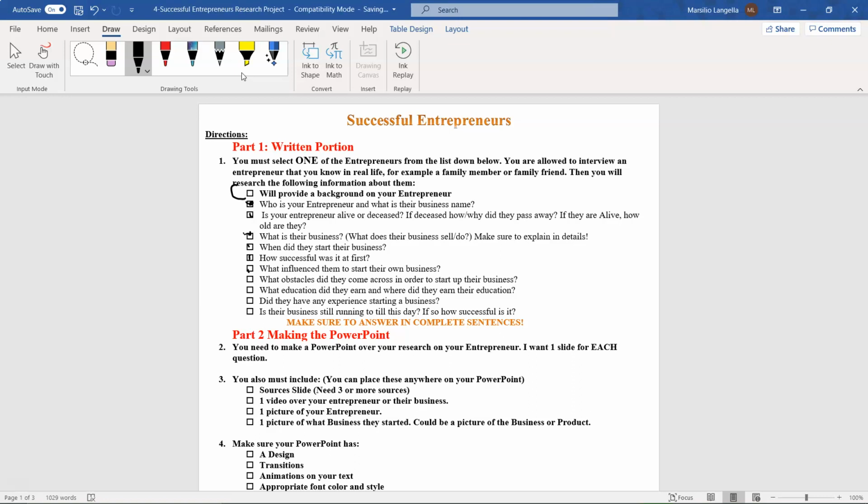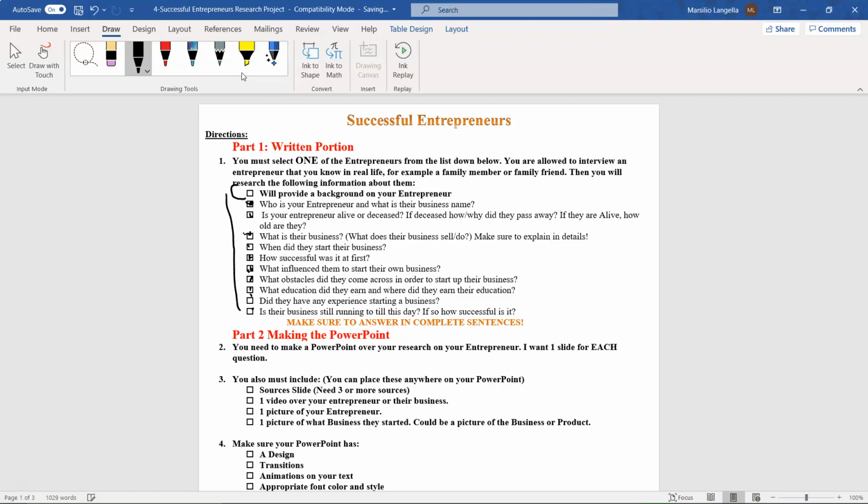What influenced them to start their own business? A lot of the entrepreneurs will explain their life story, what made them be who they are today, what obstacles they came across in order to start their business, what education they had or earned for their business, or just the last part of education they got. Did they have any experience starting a business prior to this? And then lastly, is their business still running to this day, and how successful is it? All right, so these are all the things you need to cover in your paper.